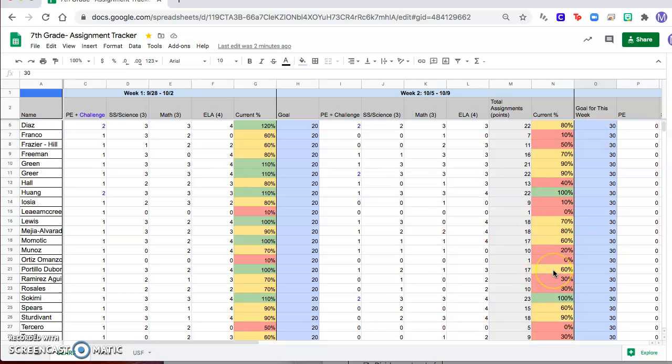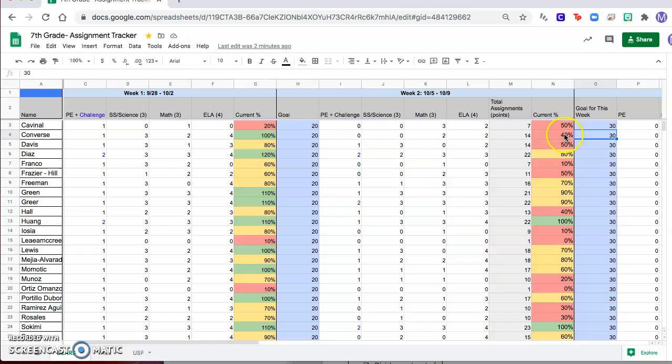Now this percentage means how much they completed that week, only that week. So this person, Mr. Kavanaugh, it says 50%, which means he only completed 50% of his assignments for week 2. This person only completed 70%, for example. This person completed 100% of assignments, so you know that they completed every assignment that they needed to.